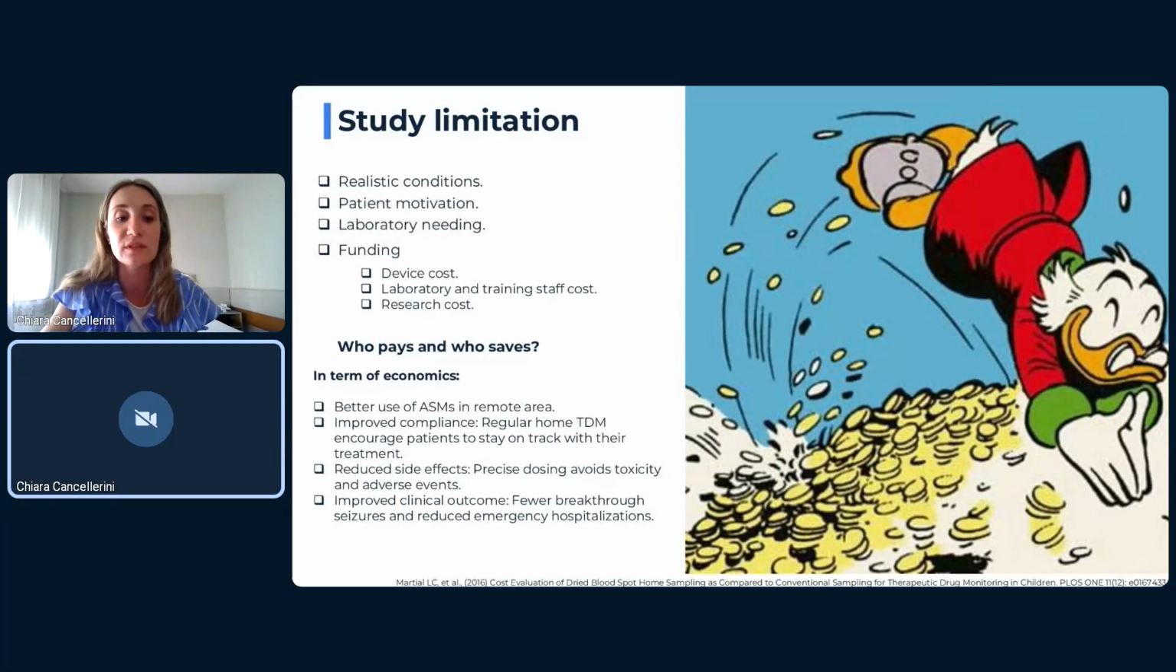So of course the microsampling can be used for remote areas, or can improve compliance, or can reduce side effects, or improve clinical outcome, because we can potentially use it in breakthrough seizures and reduce emergency hospitalization. But all of these need to be better studied.